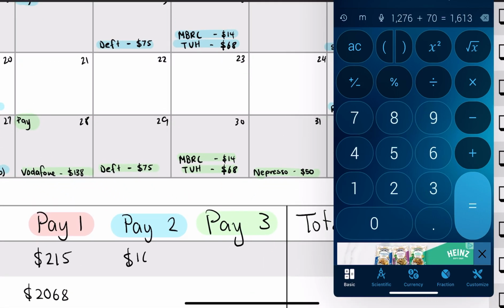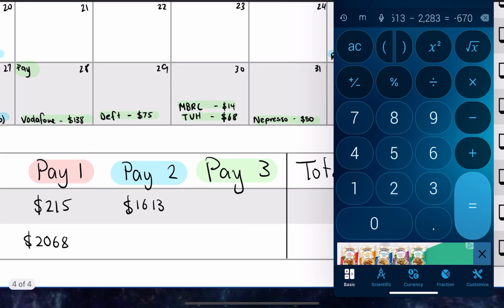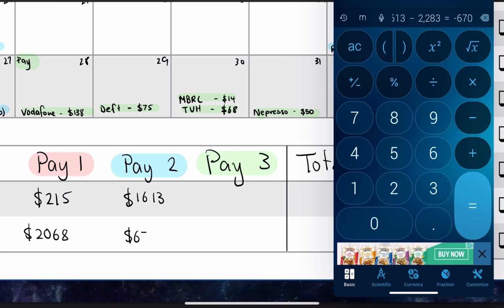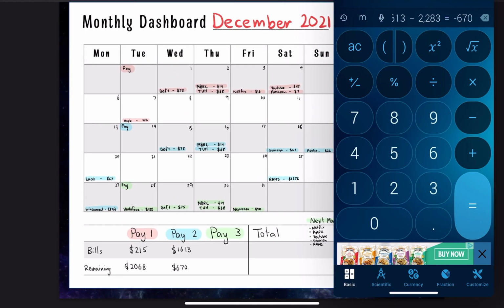So big discrepancy there. 1613 minus 2283. So 670 left over, which is enough for variable expenses. So that's okay for this month. And it should be better next month, the first of which will be in the pay 3.